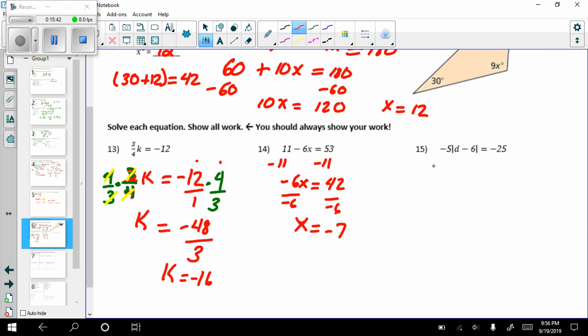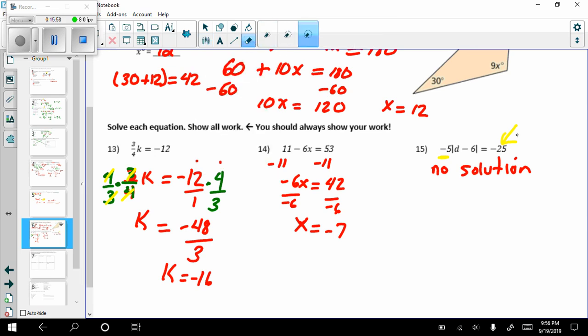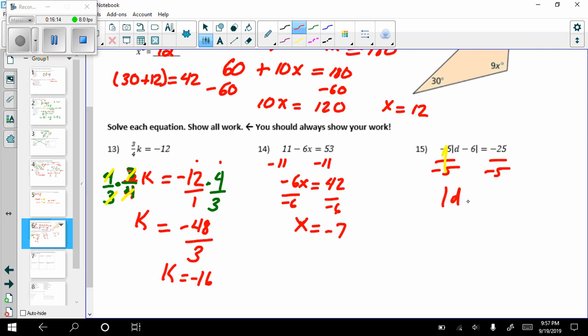Now here there were people who said no solution. Don't write this. They said no solution because that is negative, but you cannot make that decision until you get rid of that negative 5. So I am going to erase all of this right here because that is not correct. What you had to do is divide by negative 5, divide by negative 5. Once you do that, these cancel, and you end up with the absolute value all by itself. When we have a negative divided by a negative, that becomes a positive.